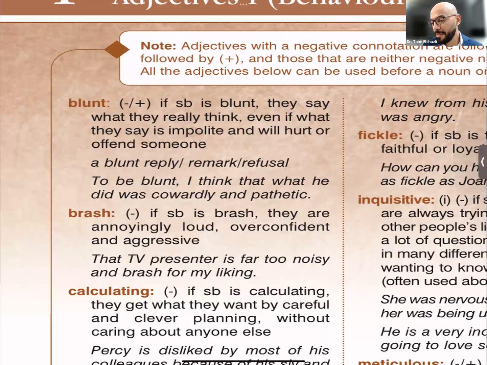Okay. For example, to be blunt عشان ابقى صريح معاك اجيبها لك على بلاطه في وشك كده. To be blunt, I think that what you did or he did was cowardly and pathetic. Cowardly يعني جبان and pathetic. alright اللي بتتكتب في الترجمه في الافلام مثير للشفقه والاشمئزاز. alright so to be blunt means to be honest but in an impolite way.